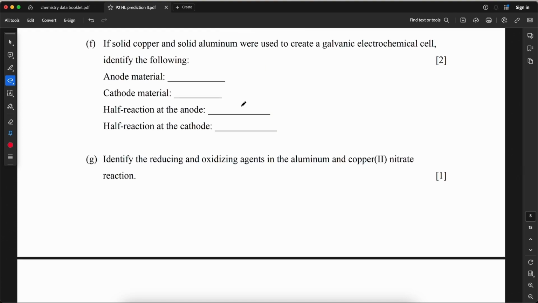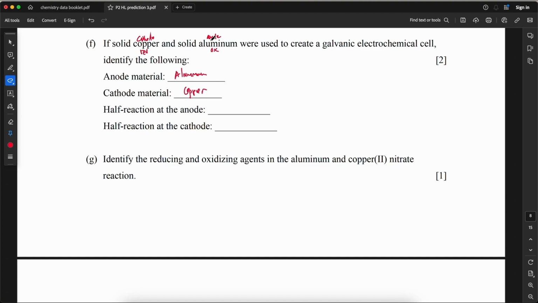If solid copper and solid aluminum were used to create a galvanic electrochemical cell, identify the following. So aluminum and copper, aluminum is more reactive, so this one will experience oxidation and this one will be reduction. Oxidation always happens at the anode and reduction always happens at the cathode. So the anode material will be aluminum and then cathode will be copper.